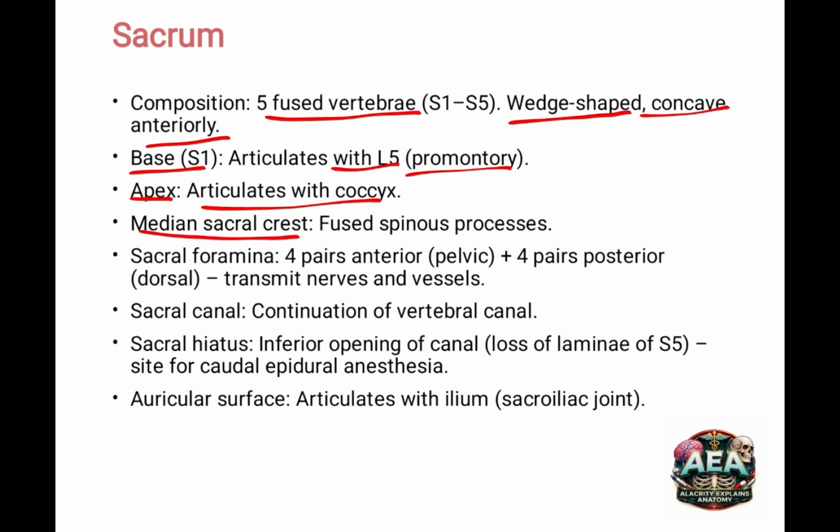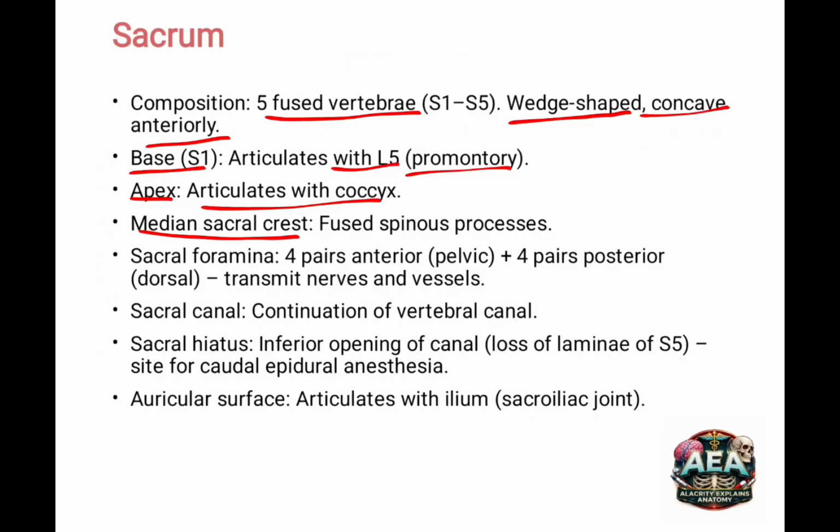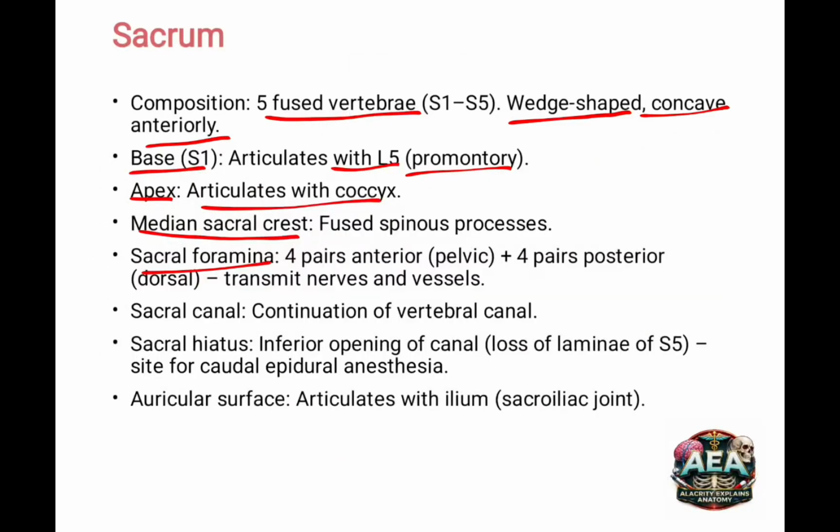We have median sacral crest, which are fused spinous processes. The spinous processes of S1, S2, S3, S4, S5 fused together form the median sacral crest. We have the sacral foramina, which are 4 pairs anteriorly, 4 pairs posteriorly to transmit nerves and vessels. These are the sacral foramina. These openings 1, 2, 3, 4 anteriorly and posteriorly. We have the sacral canal, which is a continuation of the vertebral canal.